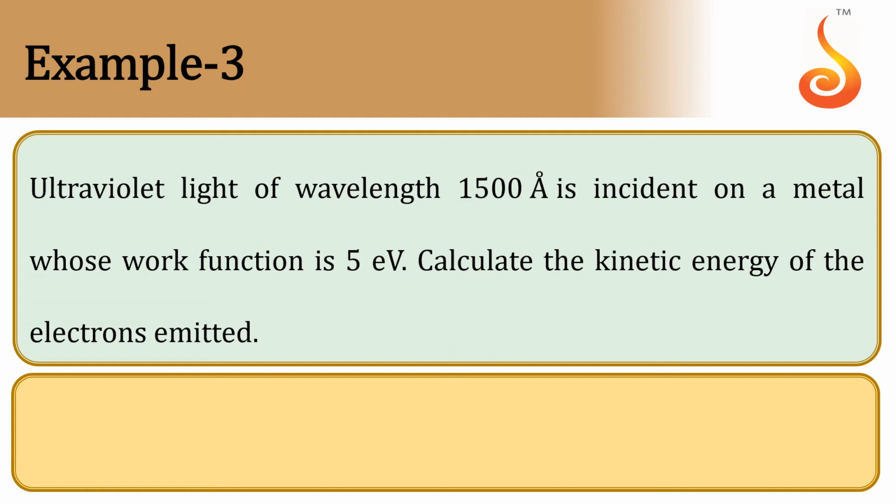Example 3. Ultraviolet light of wavelength 1500 angstrom is incident on a metal whose work function is 5 electron volt. Calculate the kinetic energy of the electrons emitted. Since the wavelength of light is given, which is 15 into 10 power minus 8, because 1500 angstrom, we can write it as 15 into 10 power minus 8. And the work function of the metal is also given, which is 5 electron volt. So we need to calculate the maximum kinetic energy.